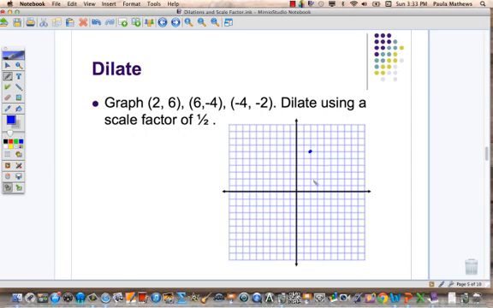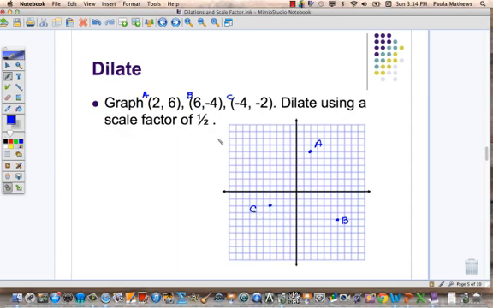And we're going to graph, and let's call these points A, B, and C. So here's point A. And B is at 6, negative 4: 1, 2, 3, 4, 5, 6, and that's negative 4. 1, 2, 3, 4. So here's B. And C is going to be at negative 4, negative 2: 1, 2, 3, 4, negative 2.